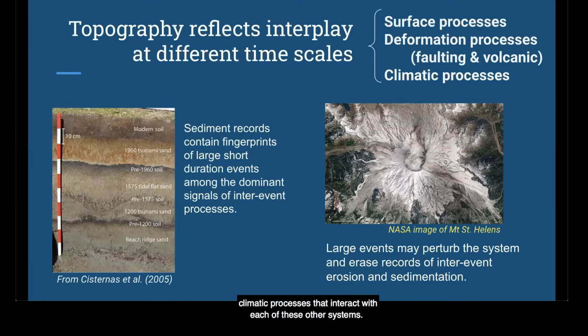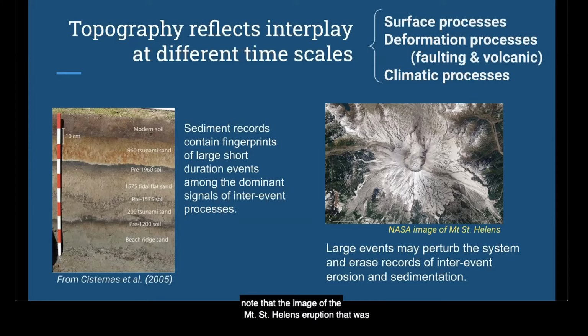Additionally, I've listed climatic processes that interact with each of these other systems. All of these processes act across a wide range of timescales and impact the topography that drives the sediment transport. Consequently, when we investigate a coastal sediment record, we need to distinguish the fingerprints of large, short-duration events, such as tsunamis, from the dominant inter-event processes of storm deposits that may vary in size. At the same time, large events such as landslides and volcanic eruption can perturb the sediment transport system and erase more subtle records of inter-event erosion and sedimentation.